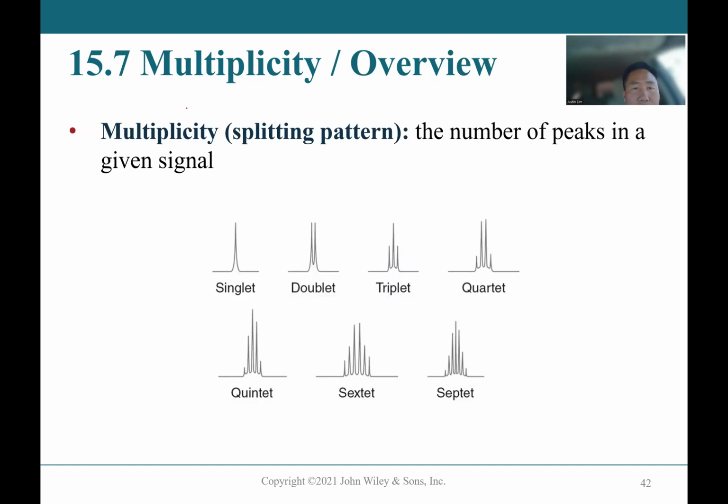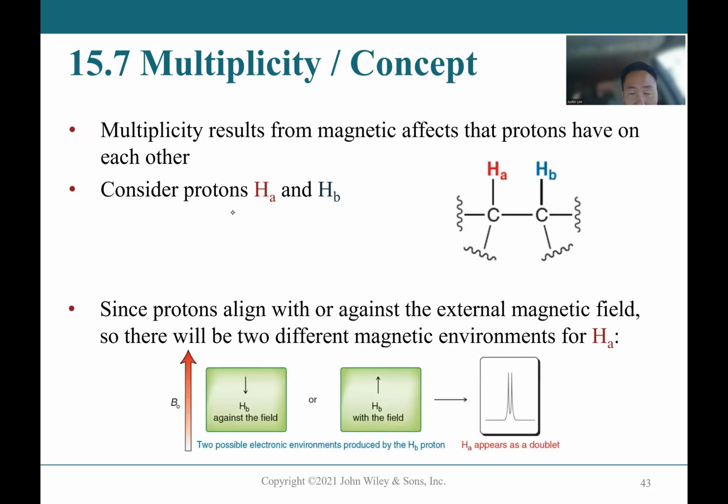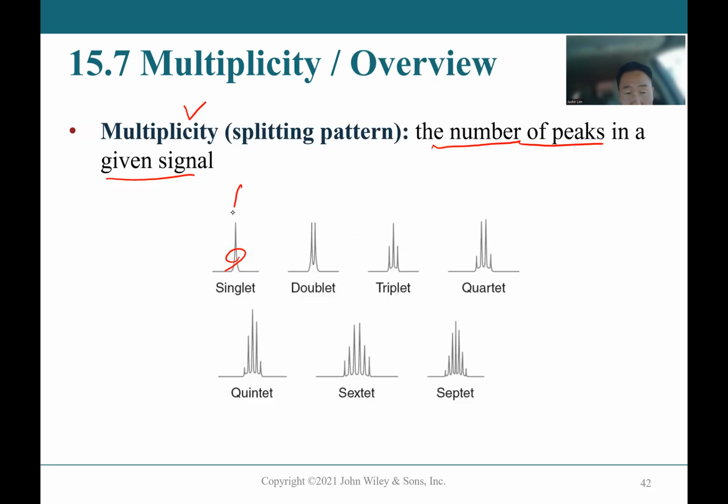Let's discuss multiplicity. Multiplicity is the number of peaks in a given signal. In a signal, one peak we can call singlet. 2 peaks, doublet. 3 peaks, triplet. 4 peaks, quartet. 5 peaks, quintet. 6 peaks, sextet, 7 peaks, septet.